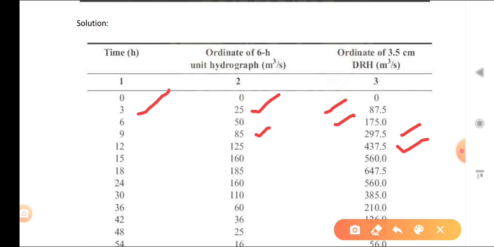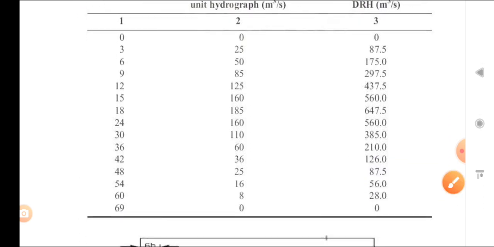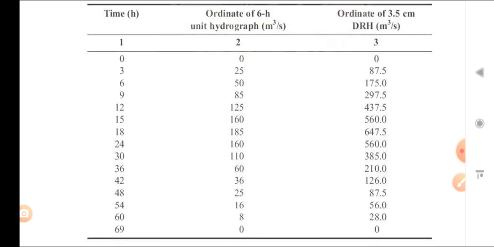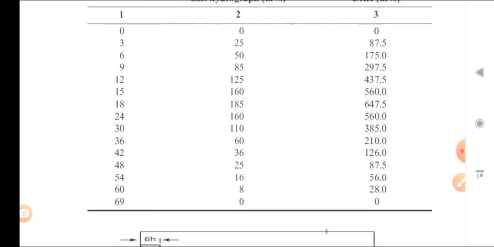Correspondingly you can follow all the columns. No need to worry. It is a very simple problem where we have to convert the unit hydrograph to DRH. The duration of both is the same, 6 hours. So we multiply the ordinate of the 6-hour unit hydrograph by the rainfall excess. Similarly, you can see 160 multiplied by 3.5, then 185 multiplied by 3.5, then 160 multiplied by 3.5, then 110 multiplied by 3.5. You can follow the same thing up to time 69 hours, so you can fill the column for the DRH. That is your first problem.